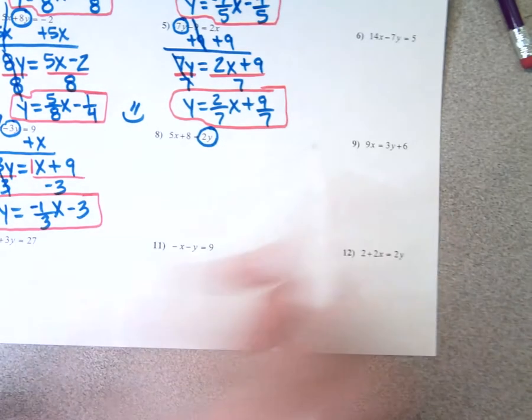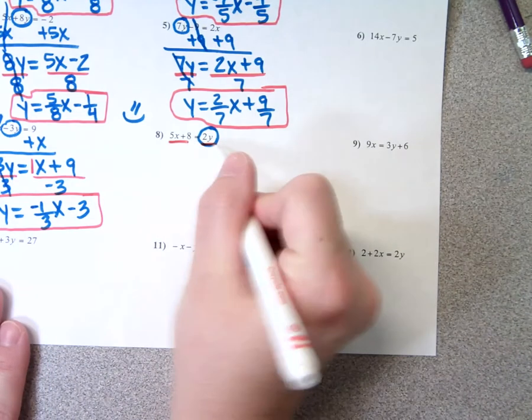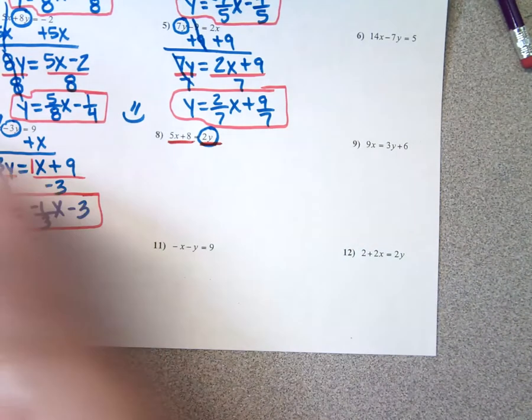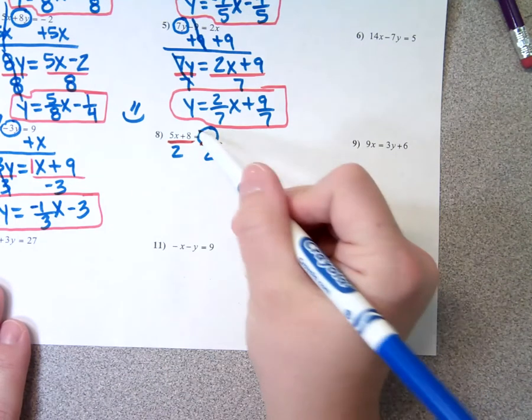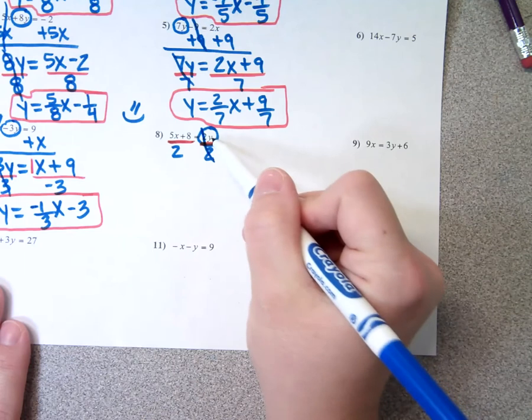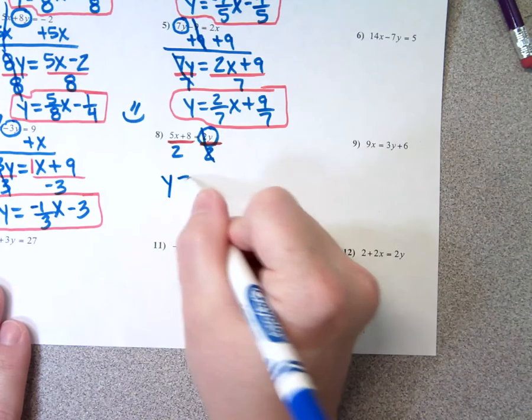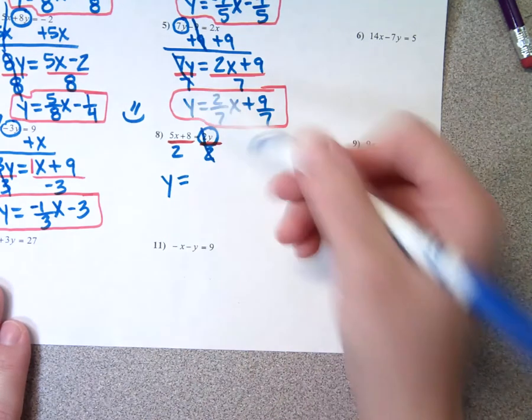So I move on to step 3, and step 3 is divide by whatever's in front of y. So what's in front of y? 2. So I divide both sides by 2. 2 divided by 2 is 1, so I'm just left with 1y. I'm just going to put the y on the left side, though, instead of the right.